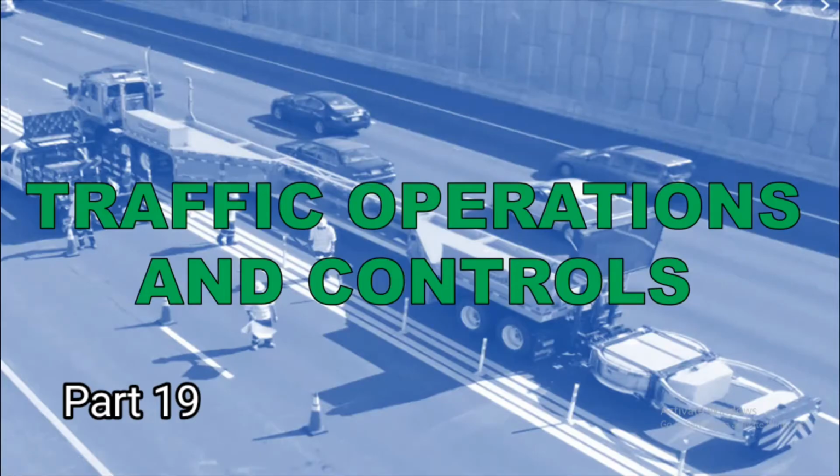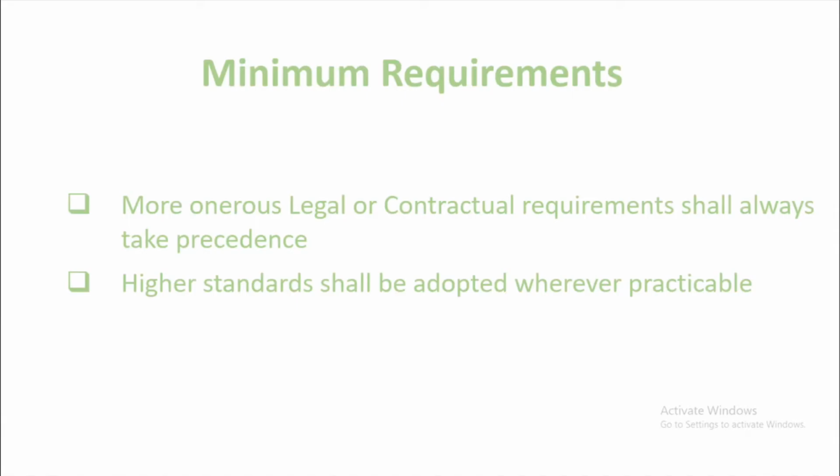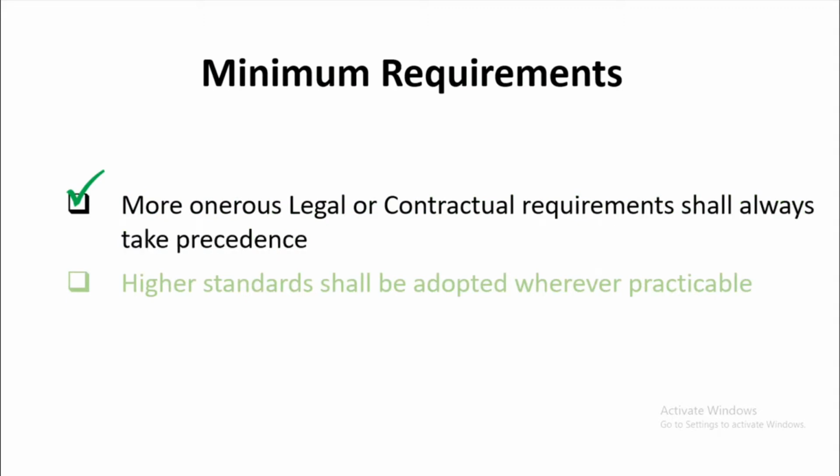Hello guys, previously we have discussed the minimum acceptable standards in construction regarding the mobile elevated work platform, or MEWP. Today I would like to discuss the minimum acceptable standards of traffic operations and controls. So let's begin. Minimum requirements: legal or contractual requirements shall always take precedence. Higher standards shall be adopted wherever practicable.